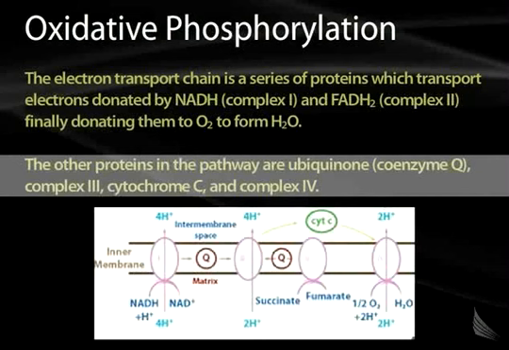Basically what happens is the electrons present in NADH are donated to complex 1, which donates them to coenzyme Q, which donates them to complex 3, which donates them to cytochrome C, which donates them to complex 4, and finally donates them to molecular oxygen to form water. The same thing happens with FADH2, except the process starts in complex 2, to coenzyme Q, to complex 3, to cytochrome C, to complex 4, and again to molecular oxygen to form water.